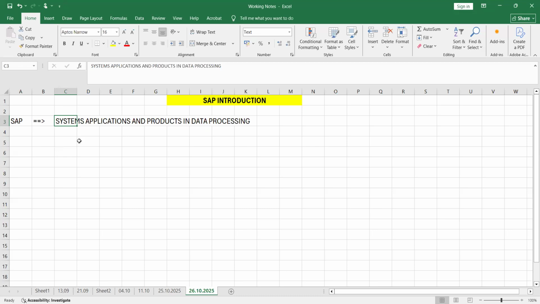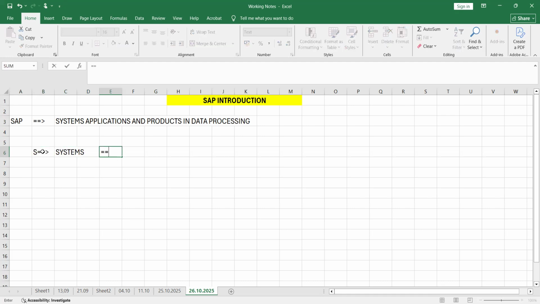So here, why are we calling it systems? Why can't we call it a system? Why applications, and why can't we call it an application? Why products, and why can't we call it a product? Whenever I say systems, the first S stands for systems. So why am I calling it systems?